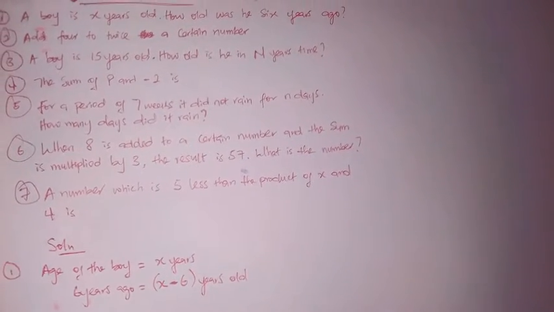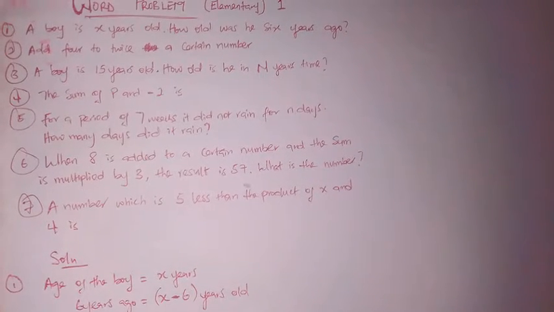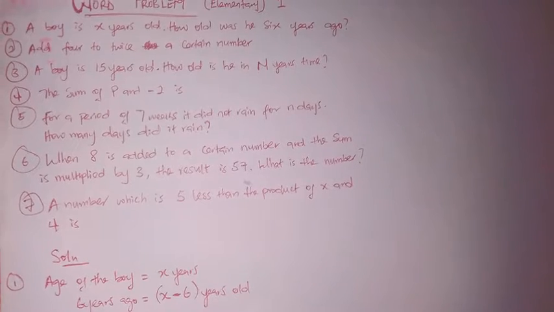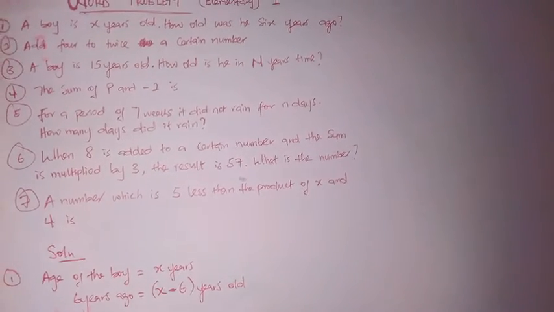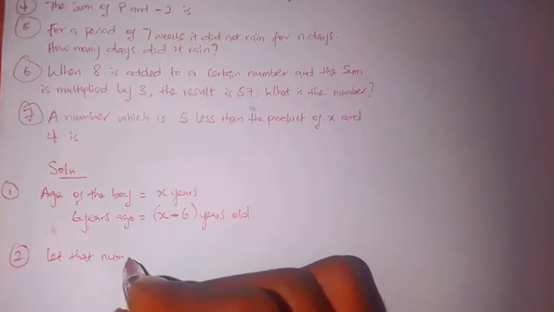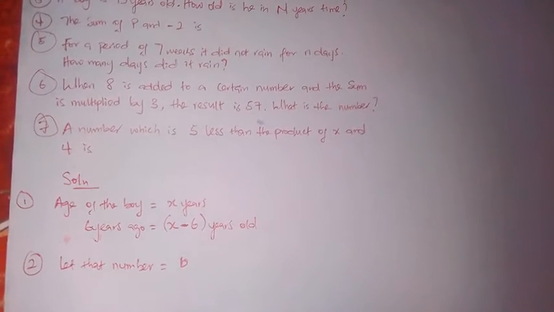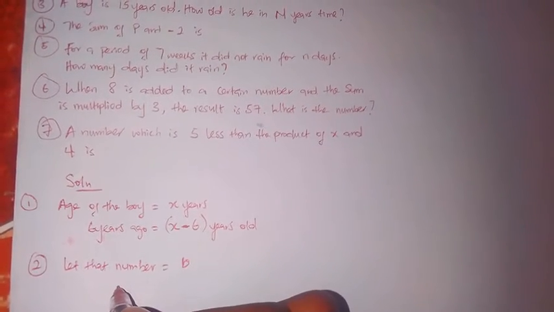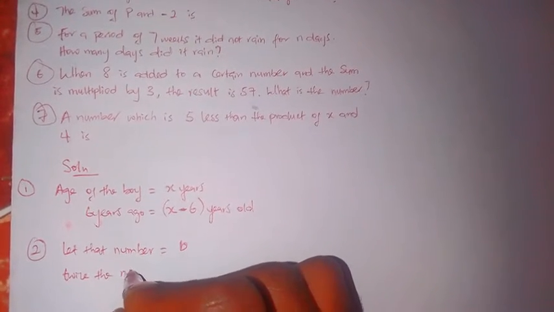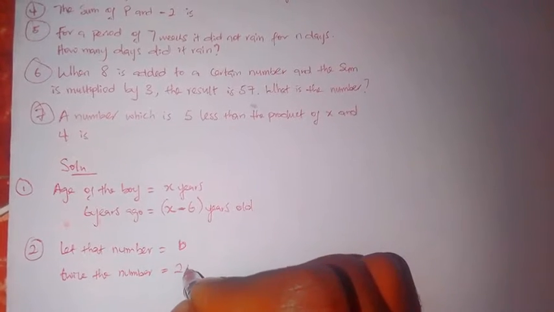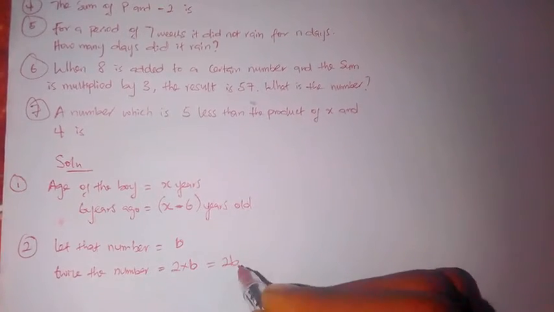For number 2 question now, let's see. Add 4 to twice a certain number. Now, I'm to add 4 to twice a certain number. Let that certain number be B. Twice the number first becomes 2 times B, which I used to represent the number I don't know.